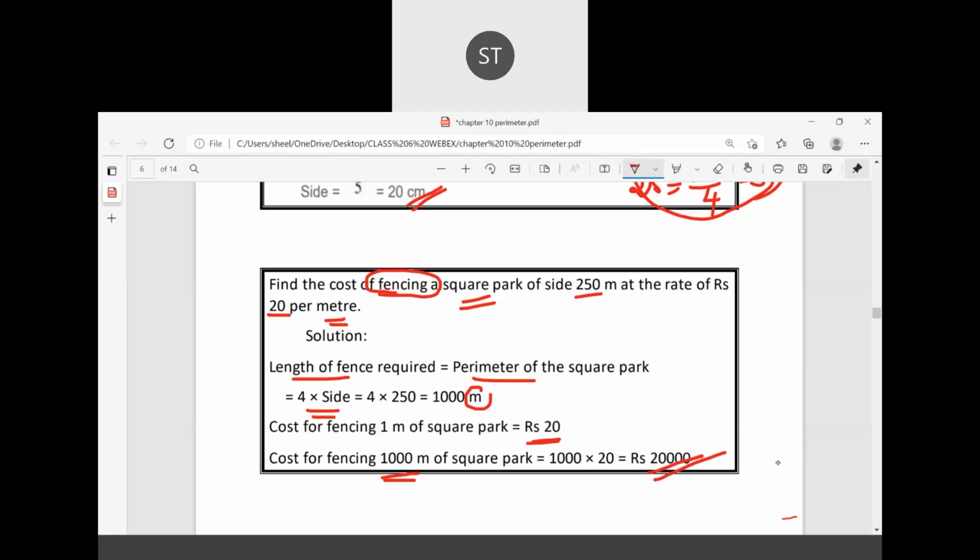But this time cost is added. First we have to calculate the perimeter, then we have to go for the cost of fencing for 1 meter of the square park, because we have to calculate the amount we have to spend. So 1000 meter is the perimeter. Then the cost for fencing is rupees 20 per meter. So 1000 into 20 is equal to 20,000 only.